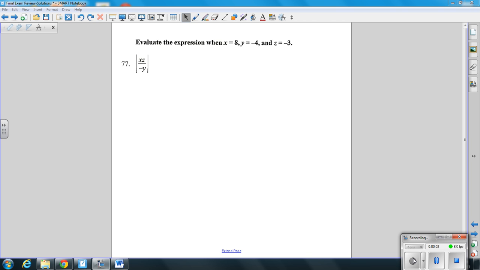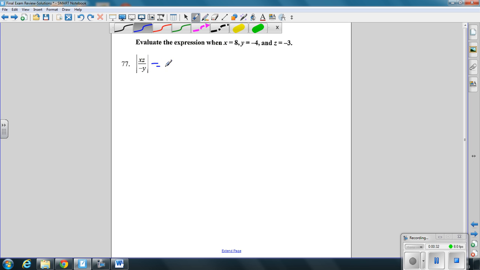All right, let's continue on with number 77. The directions tell us to evaluate the expression when x is 8, y is -4, and z is -3. If we take a look at the expression, we're going to take the absolute value of the whole solution after we multiply the value of x times the value of z, and divide by the opposite of y. Okay, so here's how we do this problem.